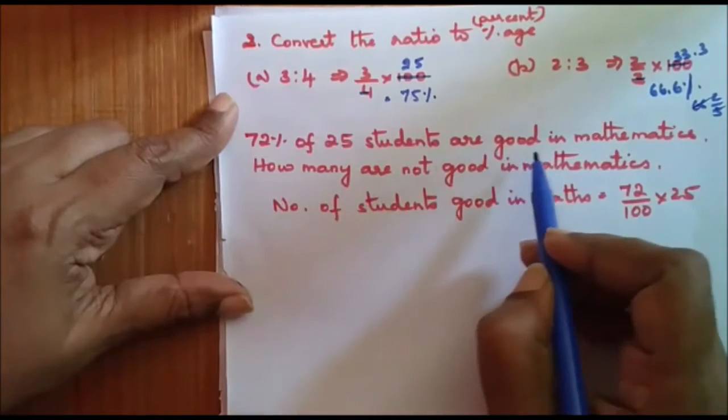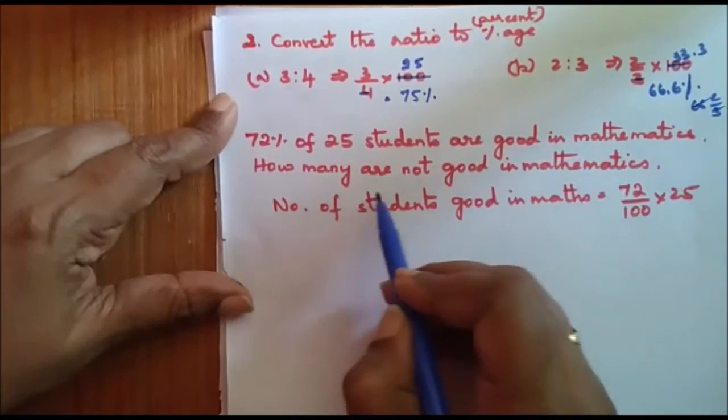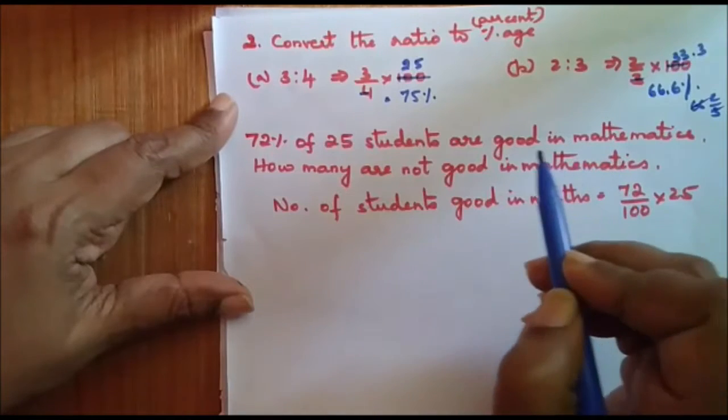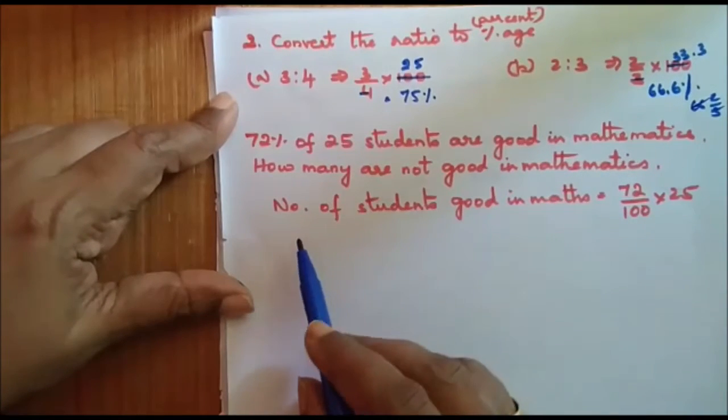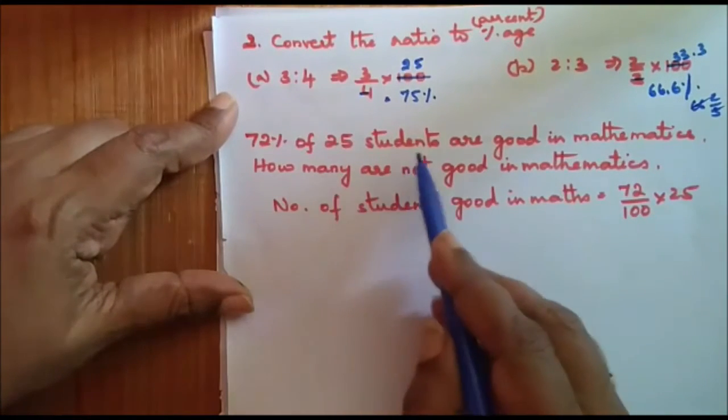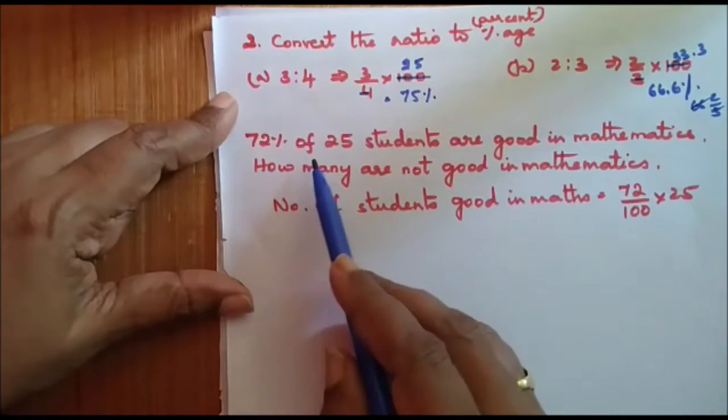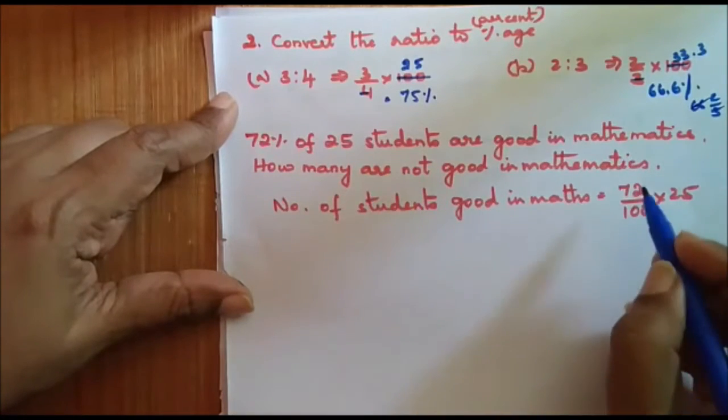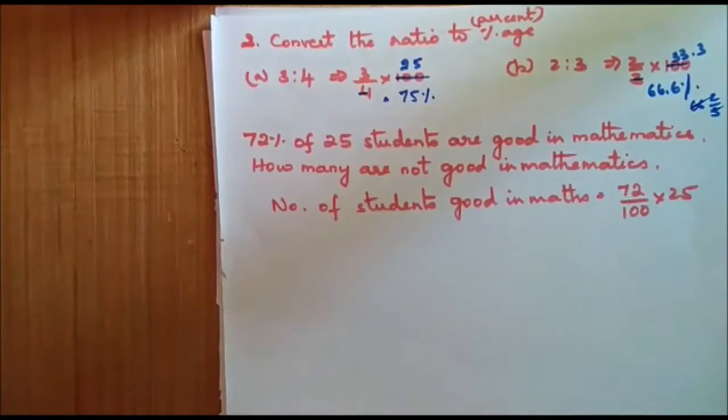72% of 25 students are good in mathematics. How many are not good in mathematics? Now, what is the number of students? There are 25 students. So, what is 72% of 25 students? I hope you understood how we are doing it.